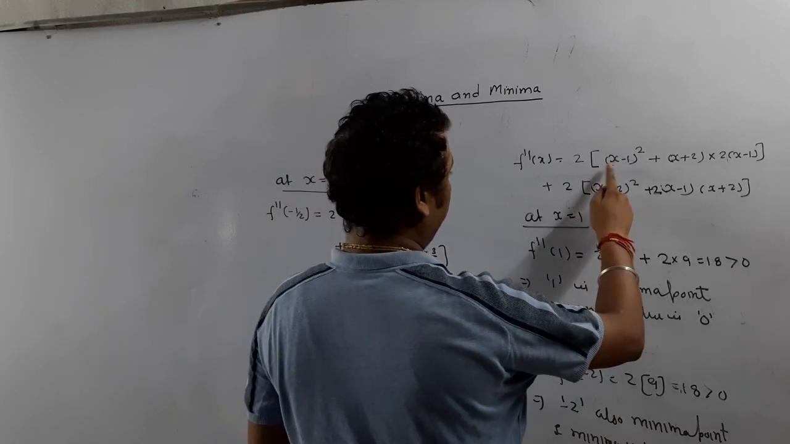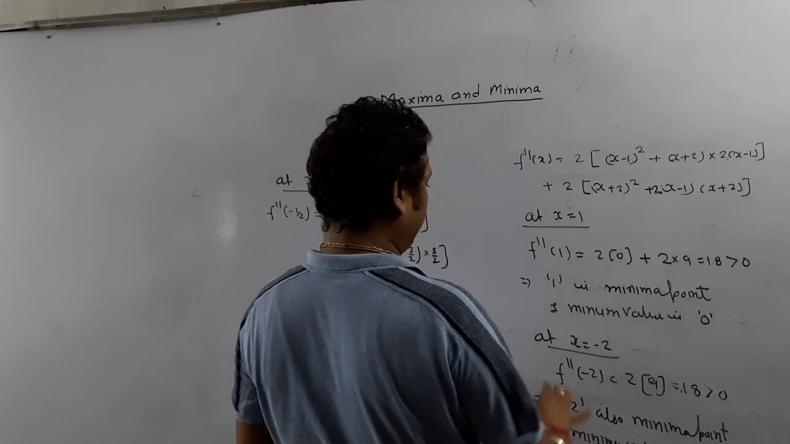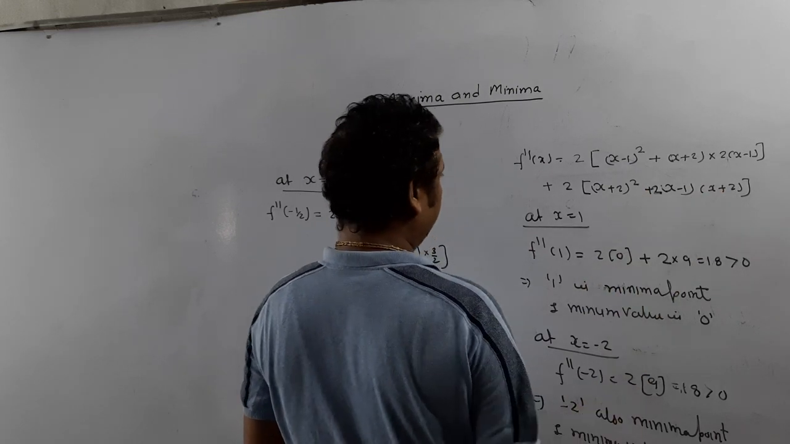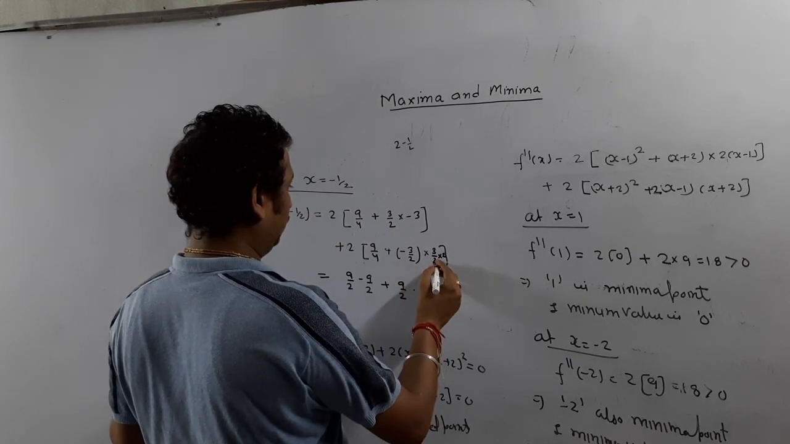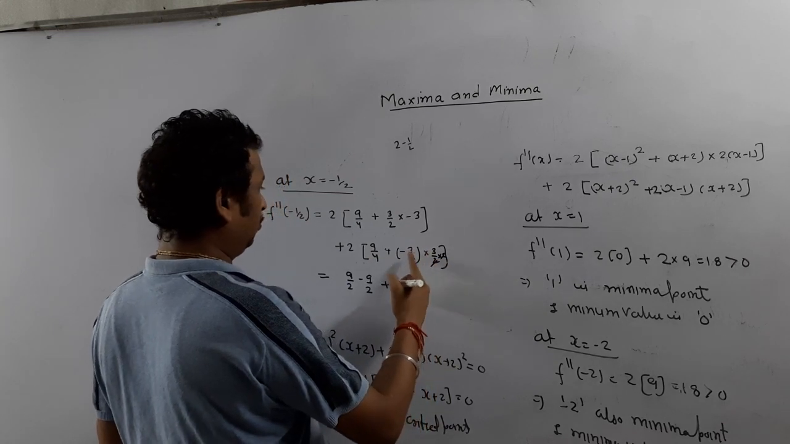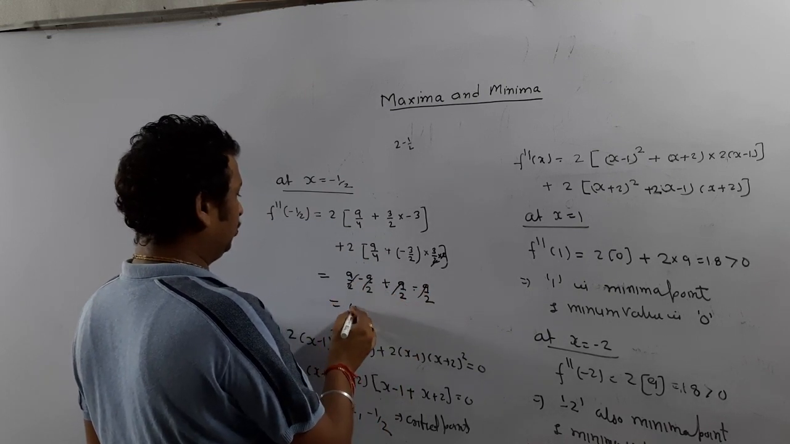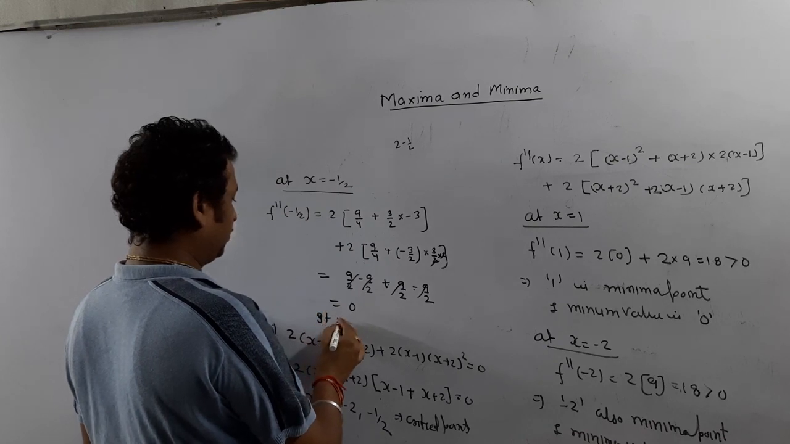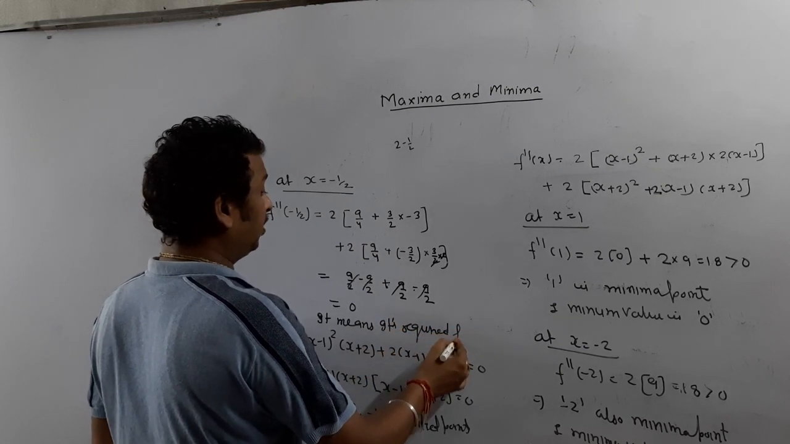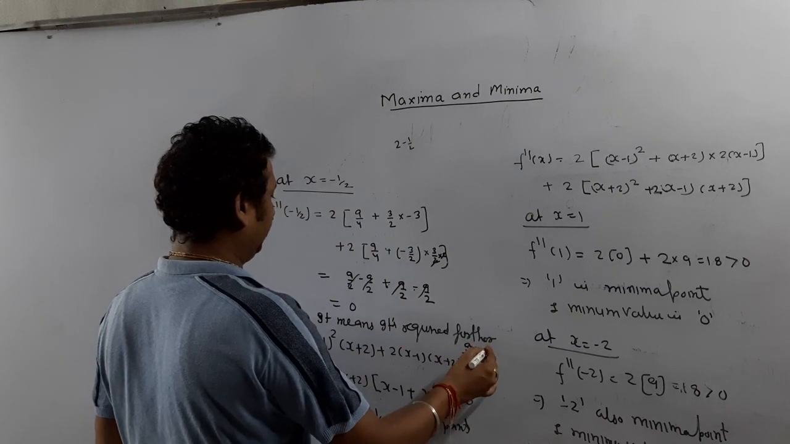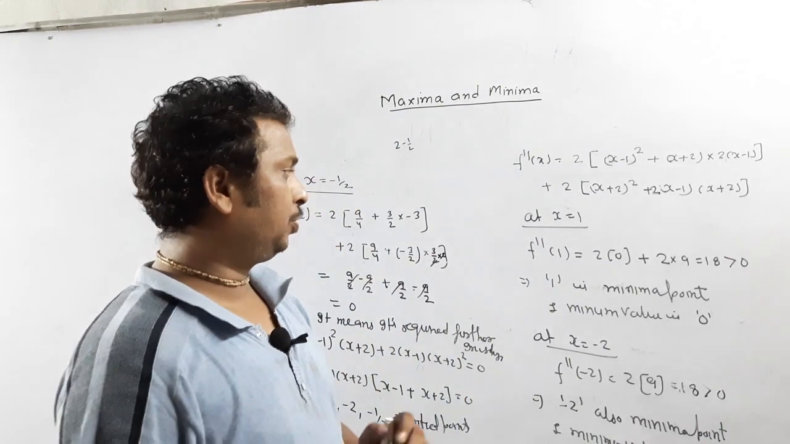At 1 the value is 0, correct. At minus 2 it is 0, correct. Here the 2s cancel, so minus 9 by 2, which is negative. So this is a maxima point, and further calculation is required in this case. So this is the way we calculate local maxima and minima. Hope you all understand this one.